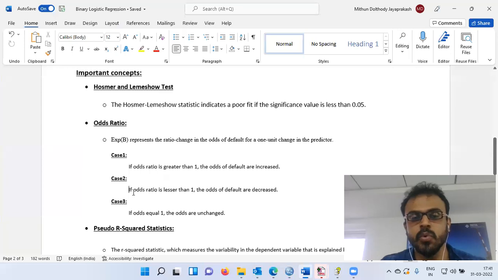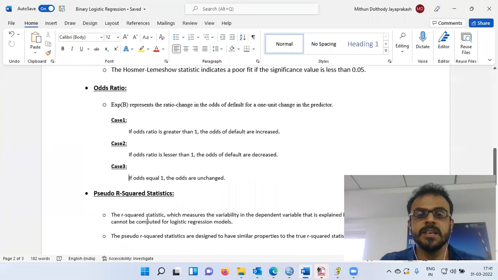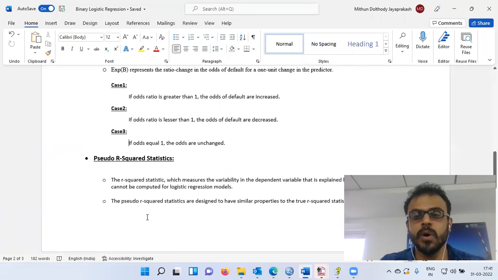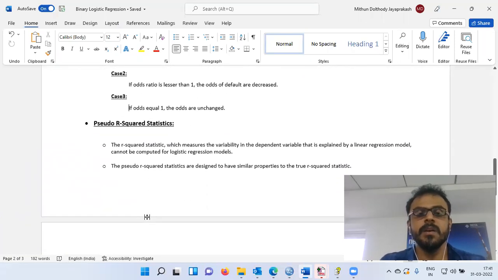Let's look at case 2, exactly opposite of case 1. What if you get the odds ratio less than 1? It simply means that the odds of default are decreased. And lastly, case 3, if the odds is exactly equal to 1, how do we interpret it? If the odds is exactly equal to 1, it simply means that the odds are unchanged. So odds ratio is very, very useful. It's a popular interview question as well.